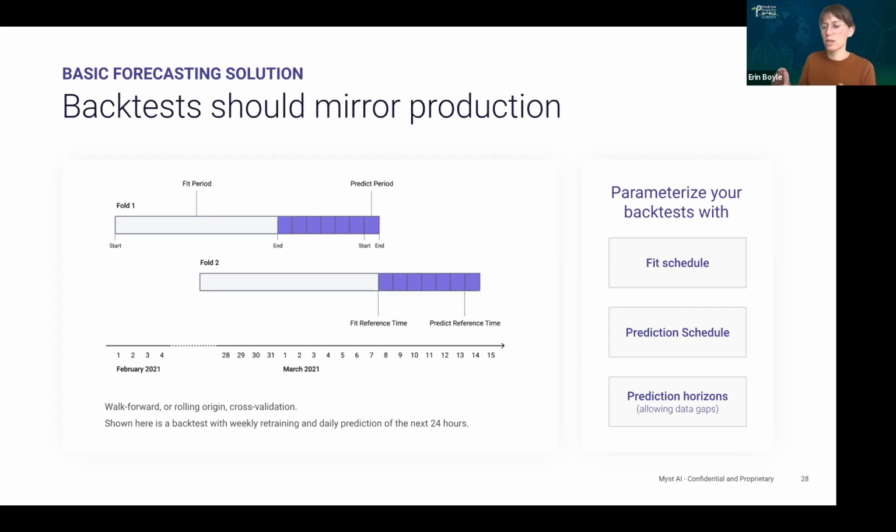So it might be the next week. It might be that you are interacting with day ahead markets, and at 7 a.m. each day, you're forecasting midnight to midnight of the next day. That might be the set of horizons that you care about. So it's important to be able to parameterize your backtests with all those same parameters in order to get metrics that are really one-to-one with what you'll see in production.